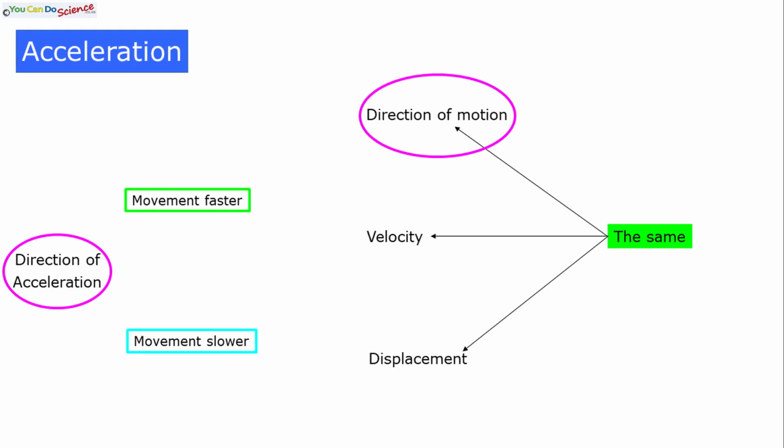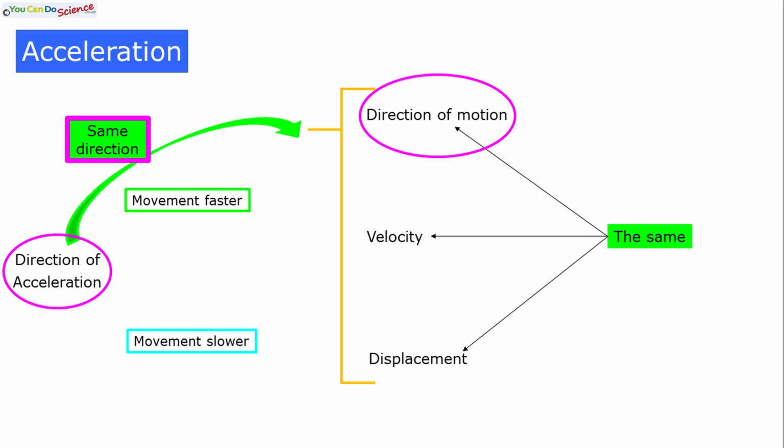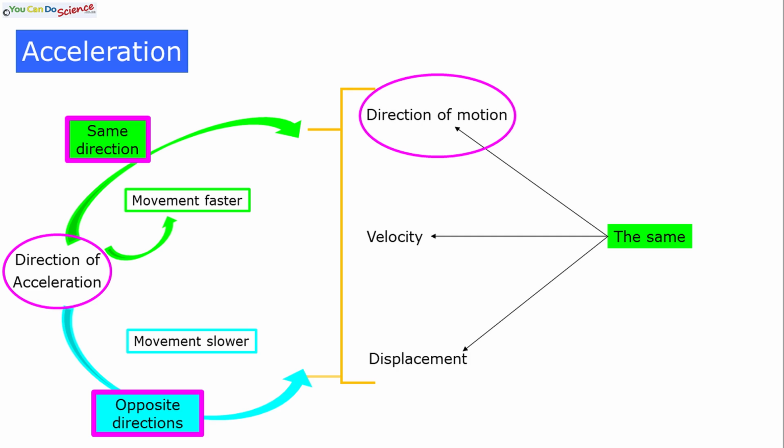depends on what direction the motion is, together with the direction of acceleration. Only if the direction of motion and the acceleration are in the same direction will the movement become faster. If the direction of motion and the acceleration are in opposite directions, the movement will become slower.